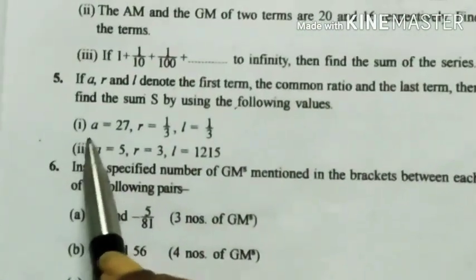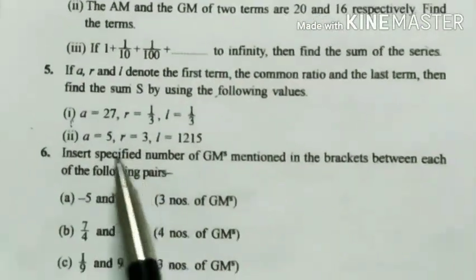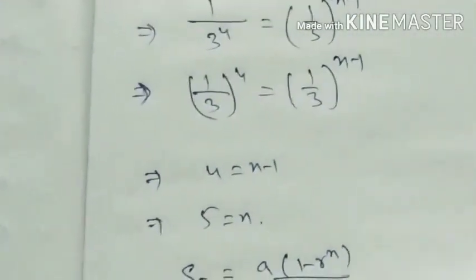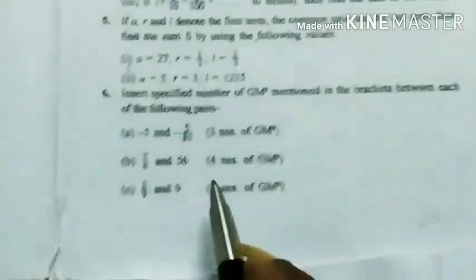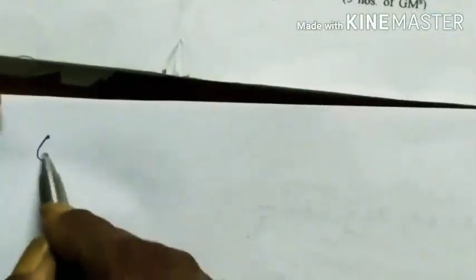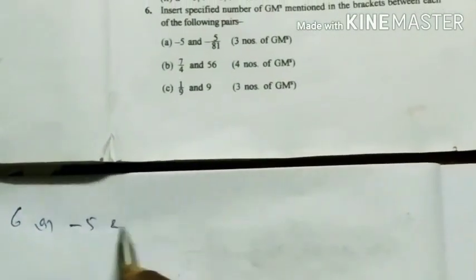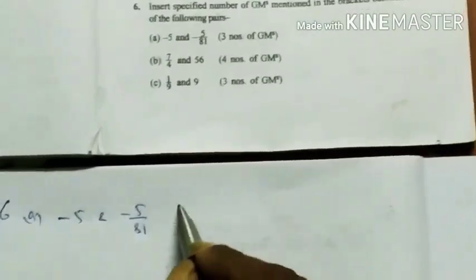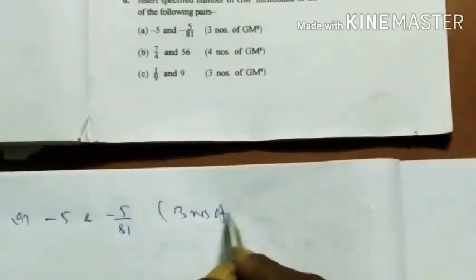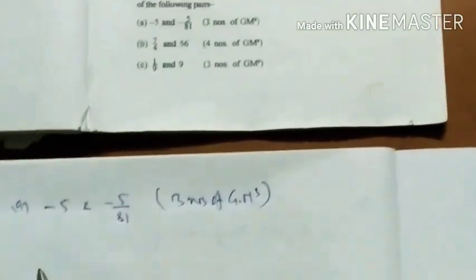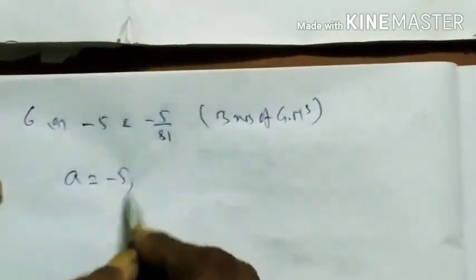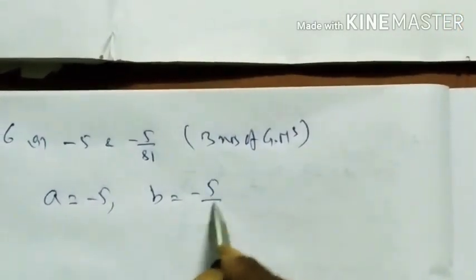Now, question number 2 is the same as that, the procedure is the same as question 1, so it is left to you. Now I am going to question number 6. Here you have to insert 3 geometric means between minus 5 and minus 5 by 81. You have to insert 3 numbers of geometric means. Now your a is minus 5 and your b is minus 5 by 81.